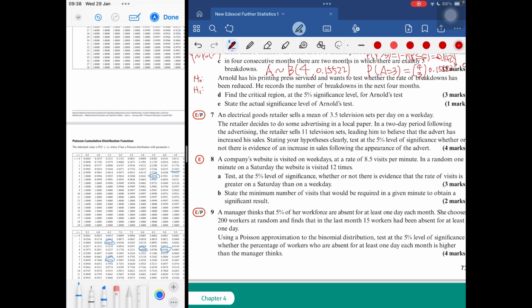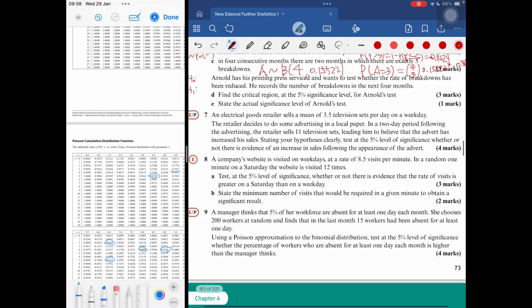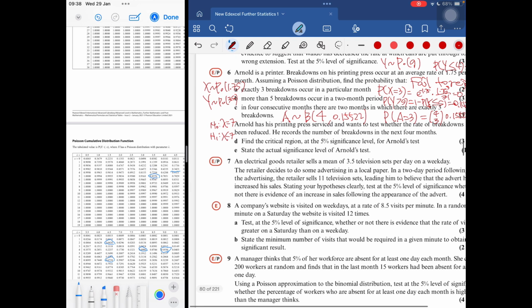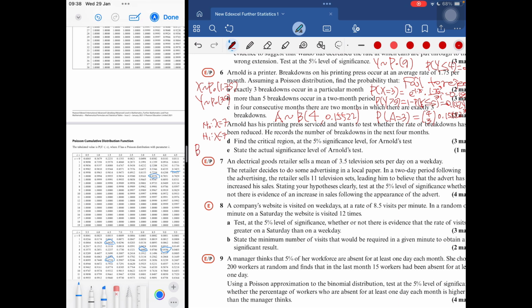So here, breakdowns in the next 4 months. Now we're talking about 4 months, so the lambda should be 7, and the alternative is lambda smaller than 7. So let's call it C, which follows Poisson 7. And here is the critical region at the 5% significance level.